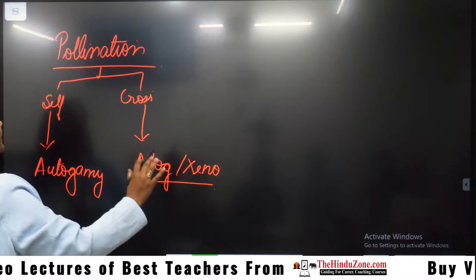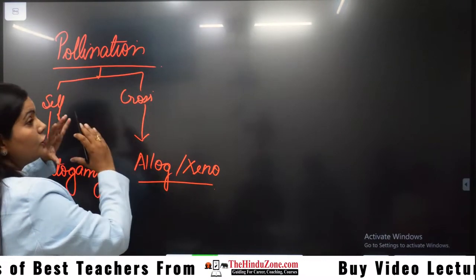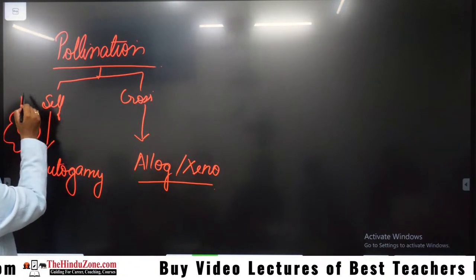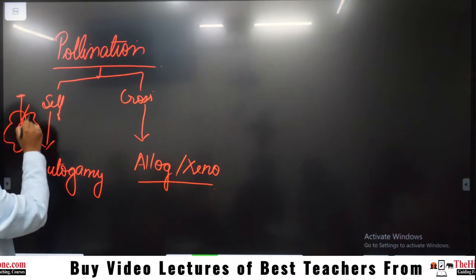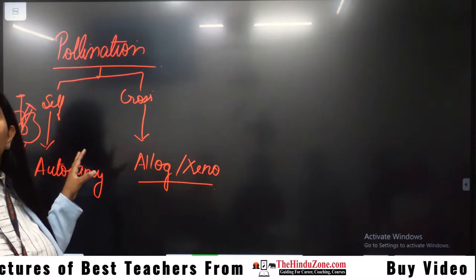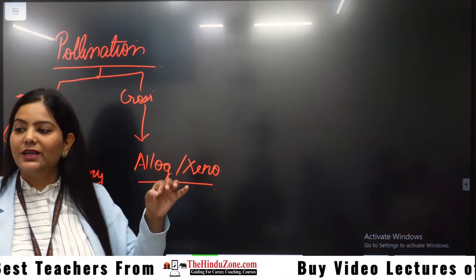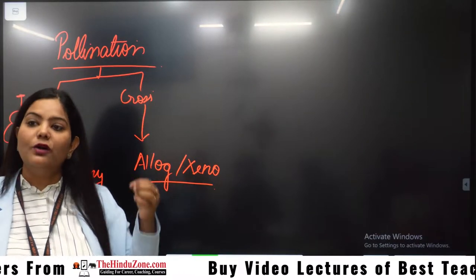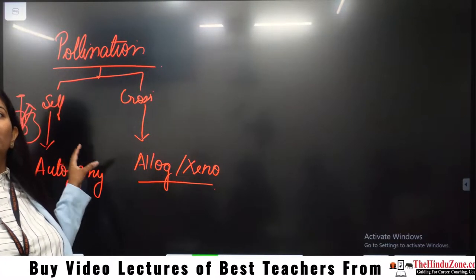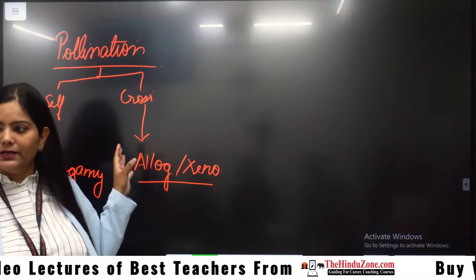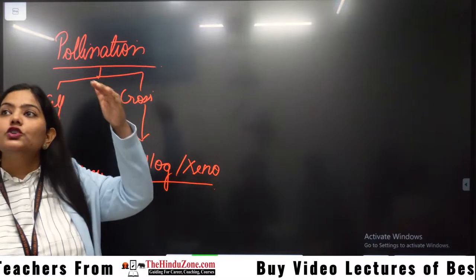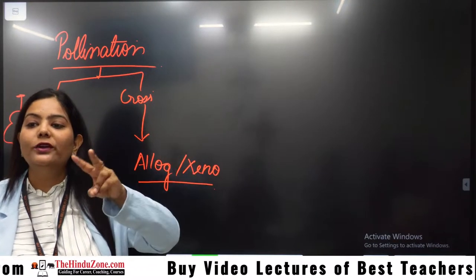Self-pollination truly happens in a flower which has both of these whorls, stigma as well as anther. When the pollen and the stigma are on the same flower exactly, of course it is on the same plant too. If we are talking about the same flower, then truly it was autogamy, self-fertilization. But when we say cross-pollination, this should be between two different plants.